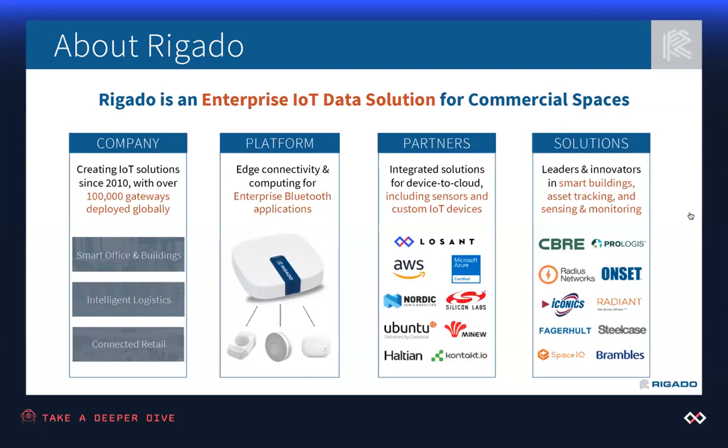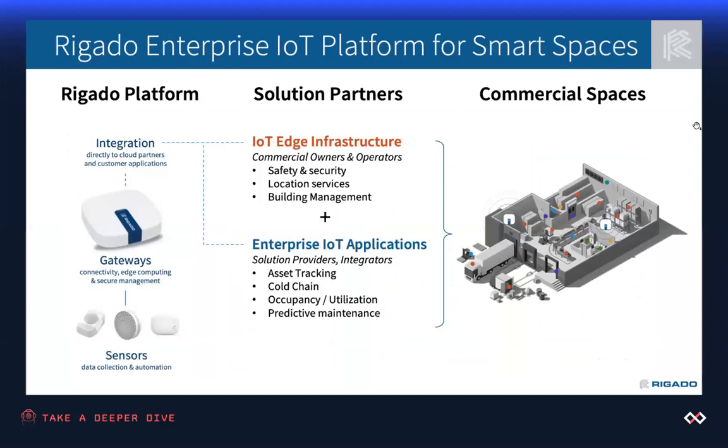On the next slide, you see a little bit about how we look at pulling data from those commercial spaces. Generally, there's sort of two buckets. Our customers are either interested in what's going on with the building, as we like to say, so safety and security in the building, finding stuff in the building, integrating with building management systems and energy. And for that, we see our gateways used as IoT edge infrastructure.